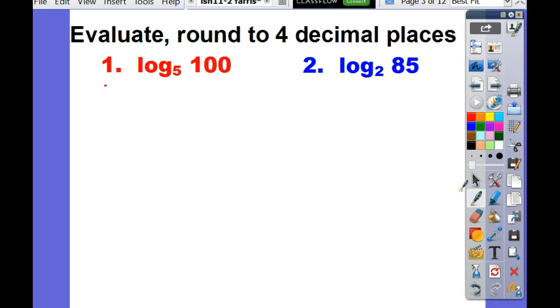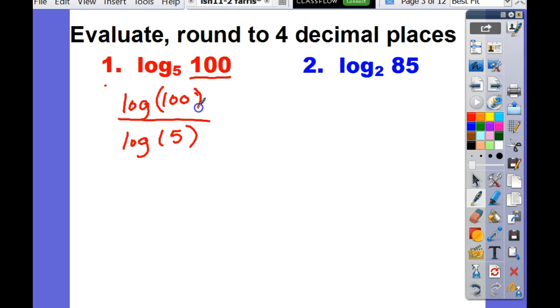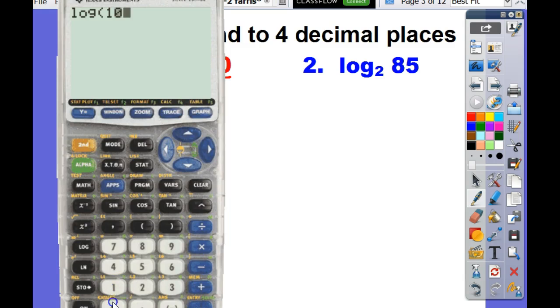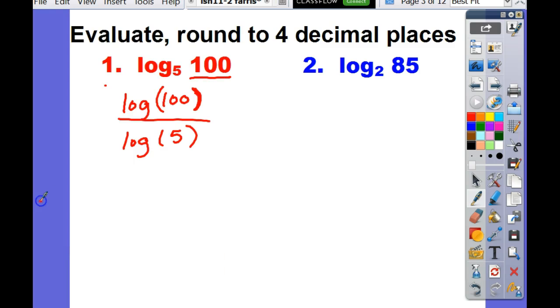So the change of base formula says the log of this divided by the log of the old base. You will not get the right answer unless you close the automatic parentheses with your calculator. So you would put log of 100 divided by log base 5. You have to close the automatic parentheses, and the answer is 2.8614.